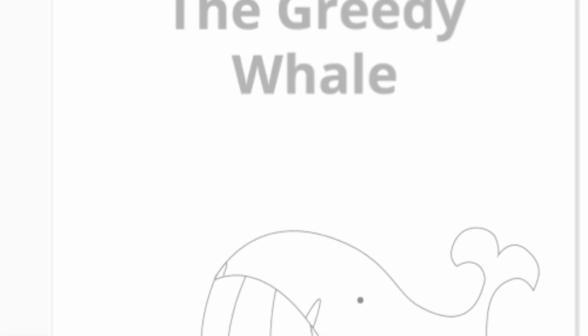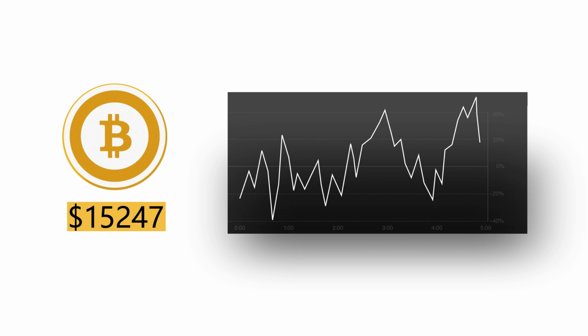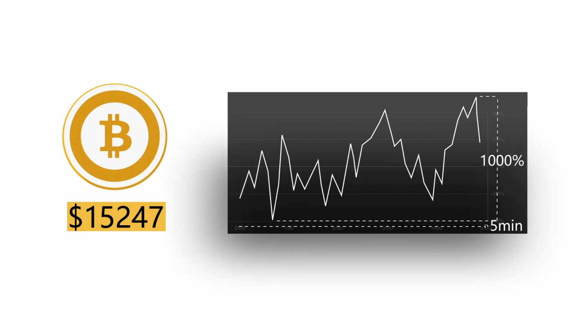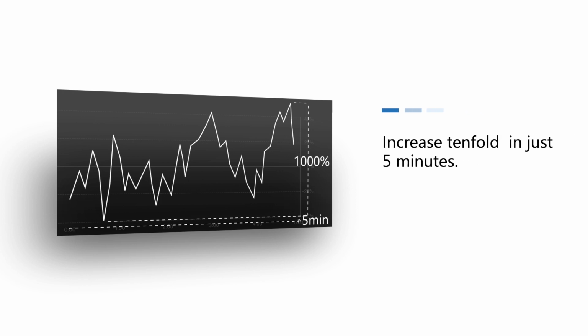The greedy whale. One of the special features of the tap trading product is that when the Bitcoin price is fluctuating a lot, the tap trading chart can amplify the market trend. Tap trading can sometimes see a price increase or decrease of 1,000% in just 5 minutes, meaning that if you buy or sell at the right time, your revenue can increase tenfold in just 5 minutes. That's one strategy that we often see traders use.